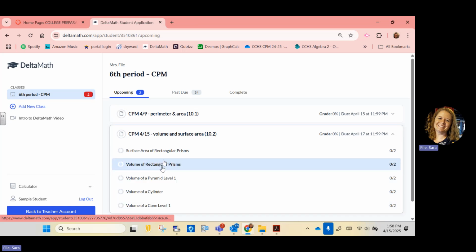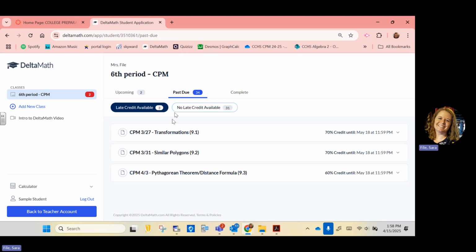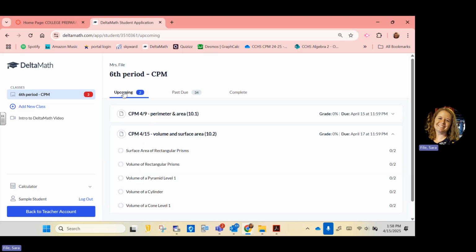Okay, some of you can knock that out really quickly, maybe 15 minutes. Some of you it'll take a little longer, and that's okay. But if you still see this 4-9 assignment on perimeter and area, this is from last week. This is section 10.1. It is still available through today for full credit. If you don't finish it today, it's going to drop to late credit. You look under the past due tab, you still have the Unit 9 assignments, 9, 1, 2, and 3, available for late credit as well. Okay, so take care of any of your late work and get to work on this new volume and surface area practice.